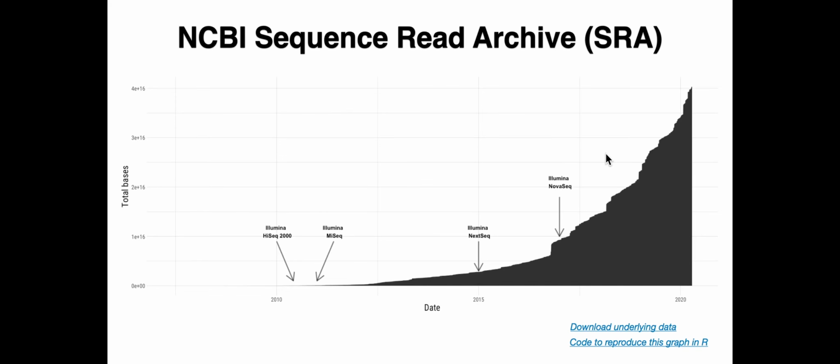So the bottom line is, as we've had this democratization and increasing accessibility of sequencers, there's been an explosion in the amount of sequence data deposited to public repositories like NCBI's Sequence Read Archive. And you can even overlay when different sequencers were introduced, and it really nicely highlights how each of these technology introductions accelerates this process.